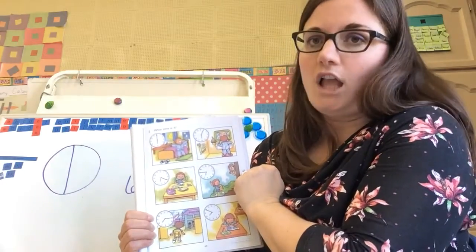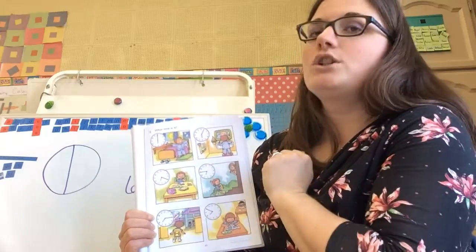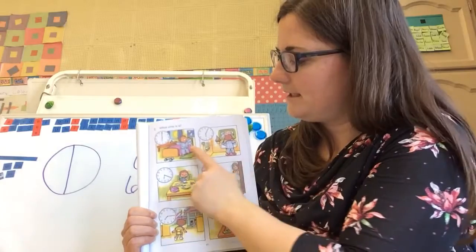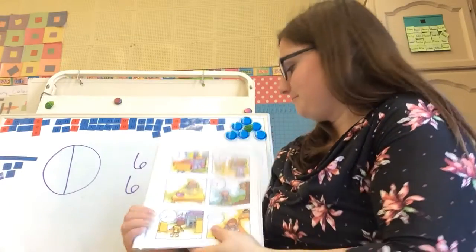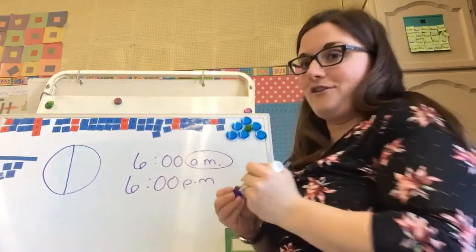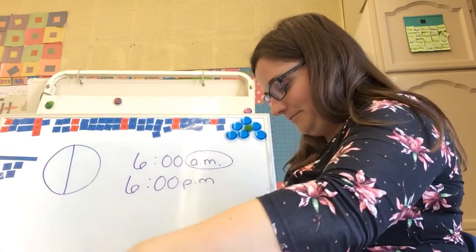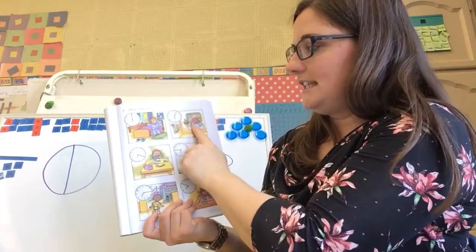6 o'clock. Now, let's look at the picture. Should we write 6 a.m. or should we write 6 p.m.? What's the boy doing in the picture? He's just waking up. He's in his pajamas. So I would say it is 6 a.m. for that one. Okay? Then you can go along to the next one.